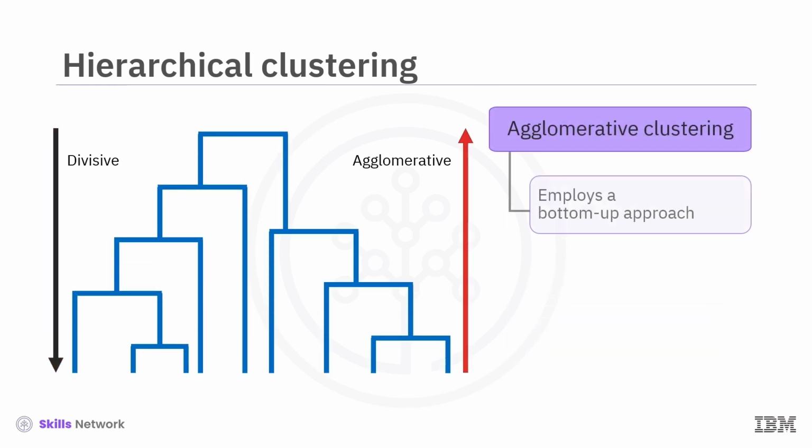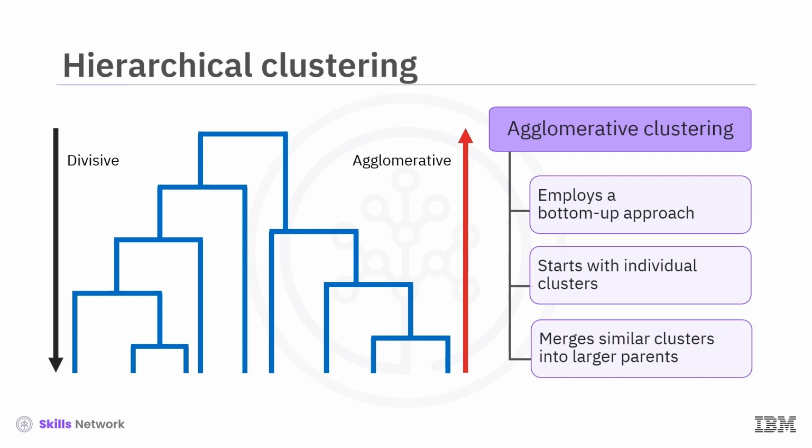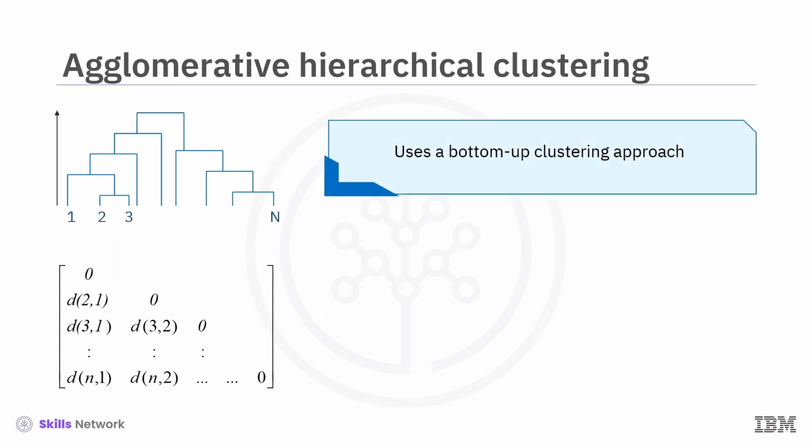Agglomerative clustering employs a bottom-up approach. Each observation begins as an individual cluster, and similar clusters are merged into larger parent clusters. Let's explore the agglomerative hierarchical clustering algorithm, which uses a bottom-up approach.